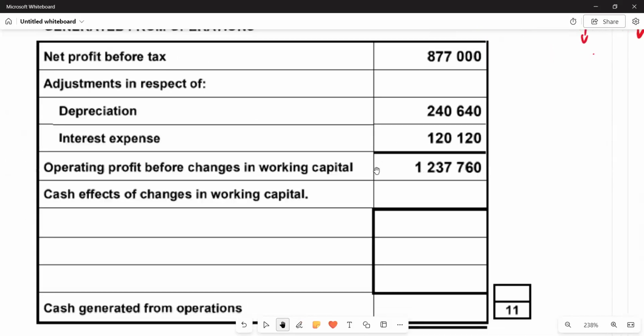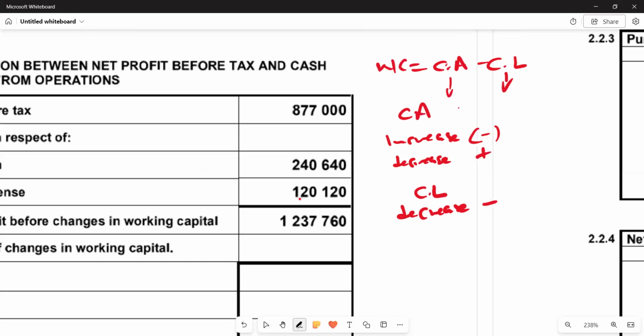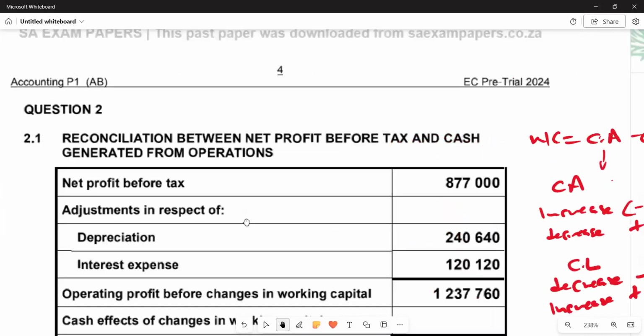So here, we know that when there is an increase in current assets, we have to subtract under this statement. And when it's a decrease, it becomes the opposite, we add. Then for current liabilities, when it's a decrease, we subtract. It becomes the opposite. When it's an increase, we add. So this is the scenario that we have in terms of changes in working capital. We're going to go and see what we have in terms of those elements.